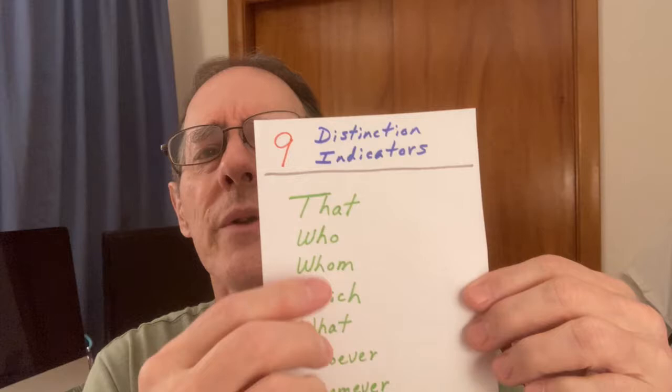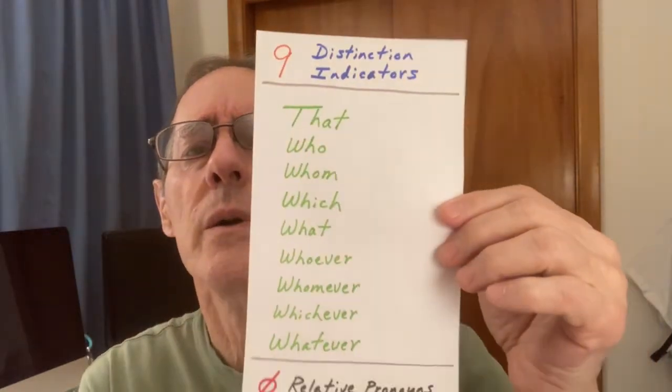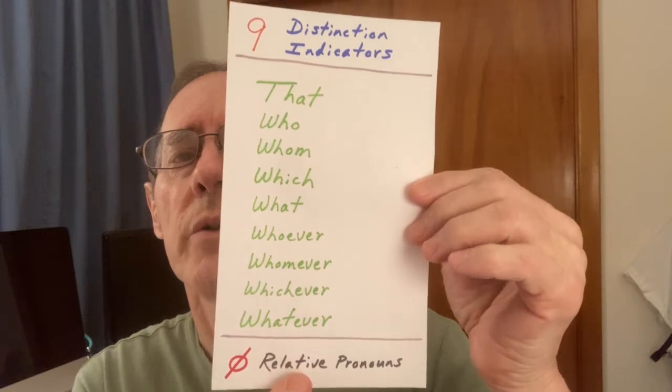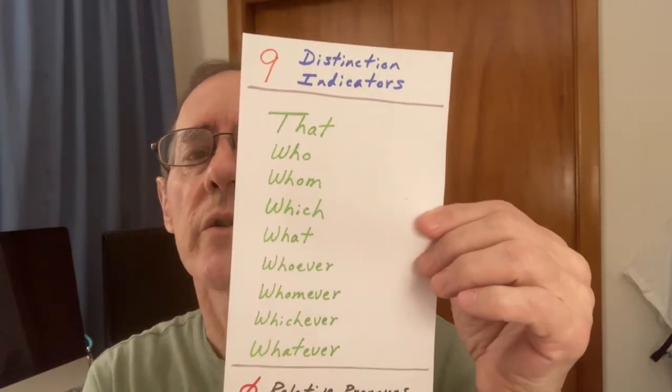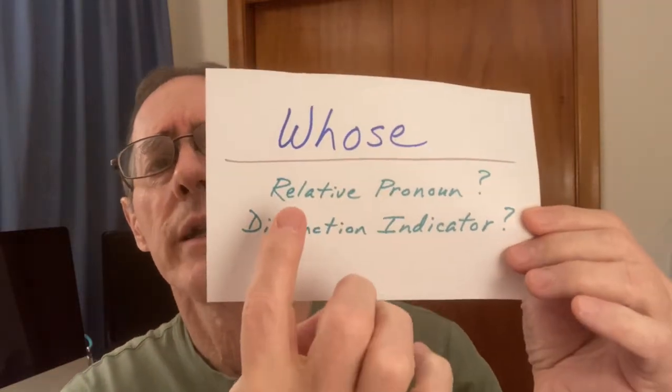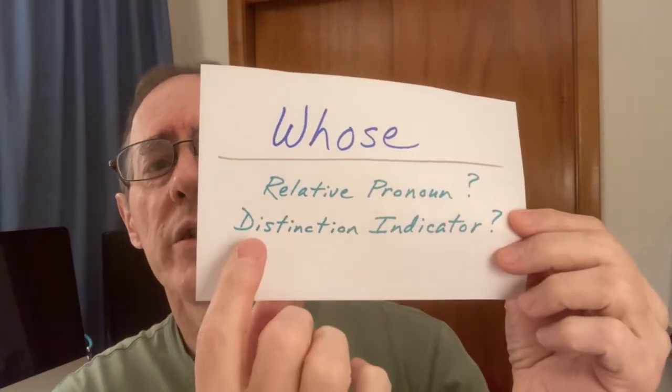Now, in this series, I talked about the 9 distinction indicators. I went over that many times. I told you I don't call them relative pronouns. They're distinction indicators. I made that perfectly clear. And I left out one word. There's a word in the grammar handbooks that they use as a relative pronoun, and I did not include it. The word is whose. Is it really a relative pronoun? Is it a distinction indicator? Would it fit into my system?